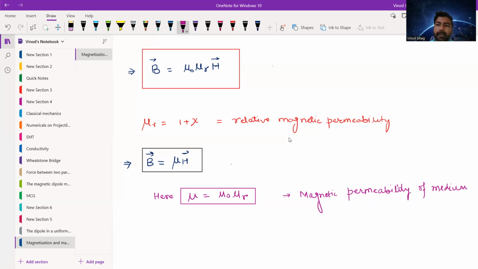But if there is a magnetic medium where the value of mu r is not 1, it can be 2, 3, 4, anything. In that case we cannot directly write that the magnetic field is B vector equals mu naught times H vector. Then we have to write B vector equals mu times H vector. So this is all about this derivation.